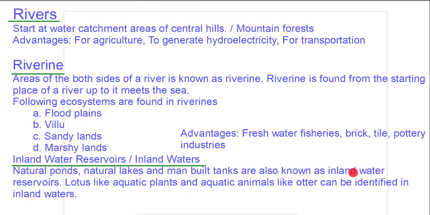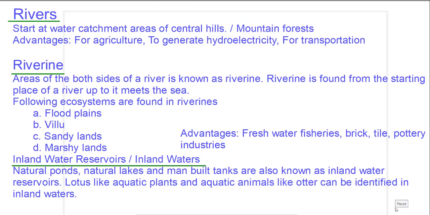Man-built tanks are also known as inland water reservoirs. Lotus-like aquatic plants and aquatic animals like the otter can be identified in inland water. What is otter in Sinhala, children? In Sinhala it is known as the Diyaballa. For inland water, they have ponds and lakes added.